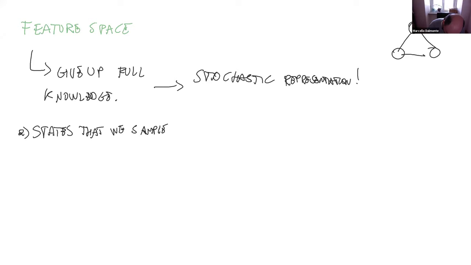Cheers, cheers. So we sample M states. And then what we do, we collect several such sets.